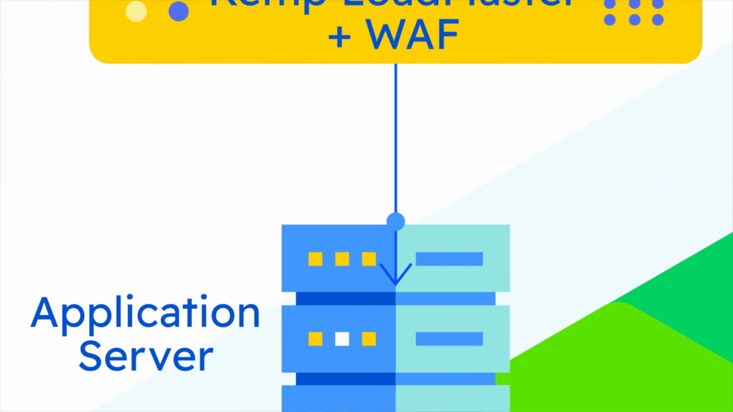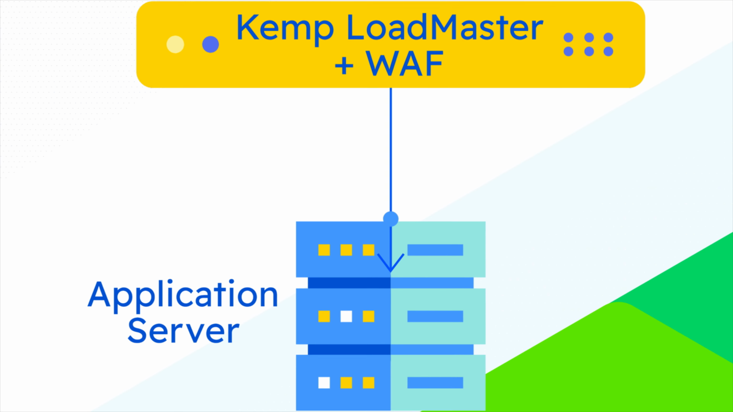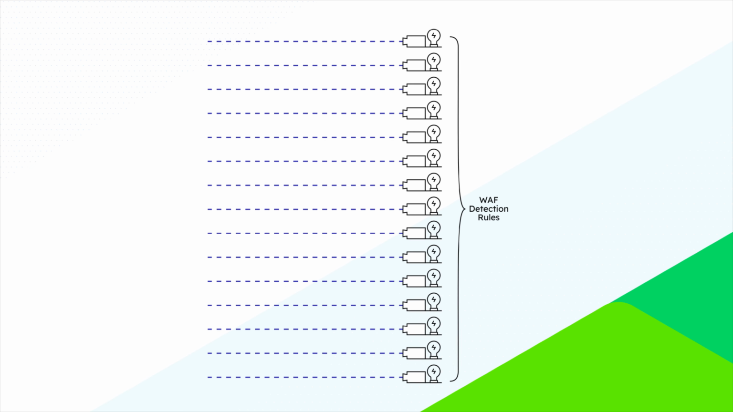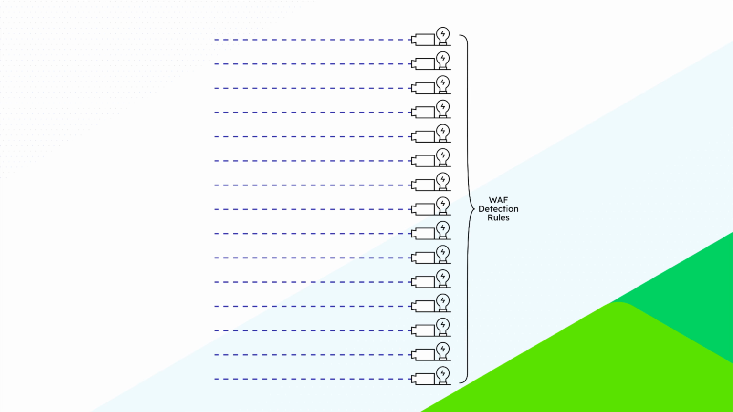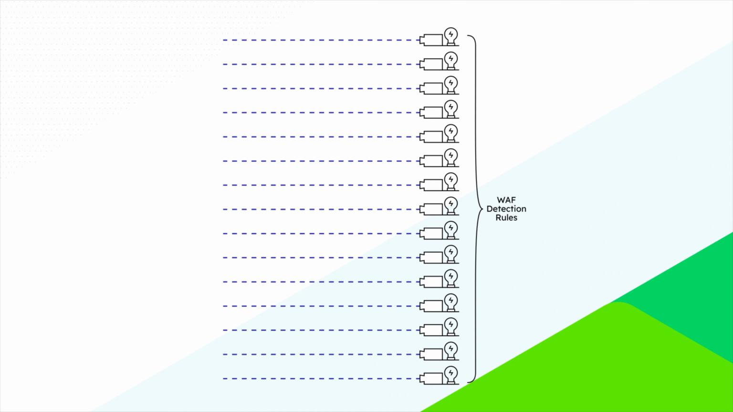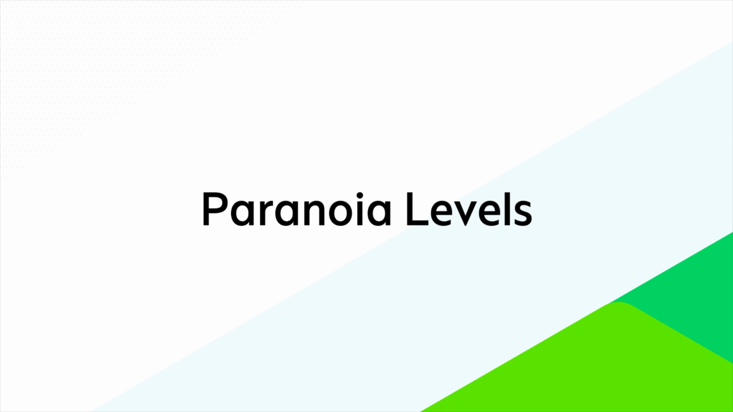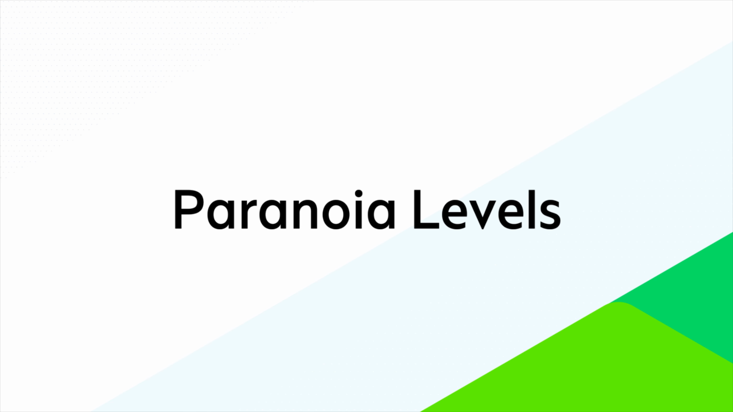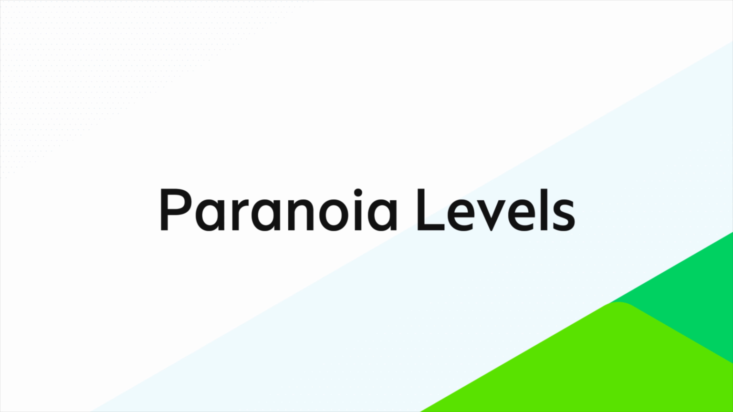Progress Kemp LoadMaster features a built-in web application firewall. This built-in WAF operates using a set of detection rules. The rule set features a mechanism to configure how aggressive the WAF should be. This feature is called Paranoia levels. Each detection rule belongs to one of 4 Paranoia levels. As the levels increase, so does the security provided.